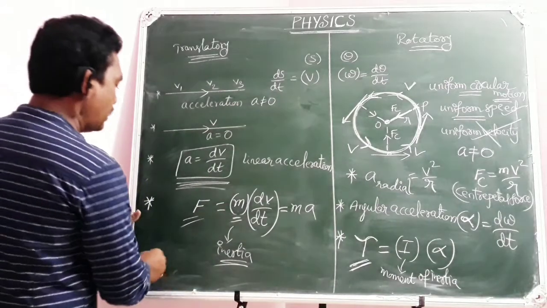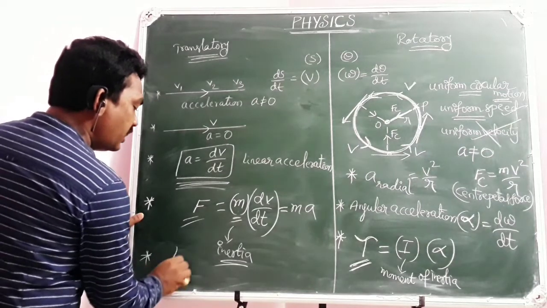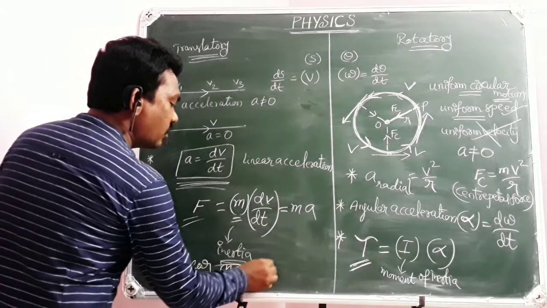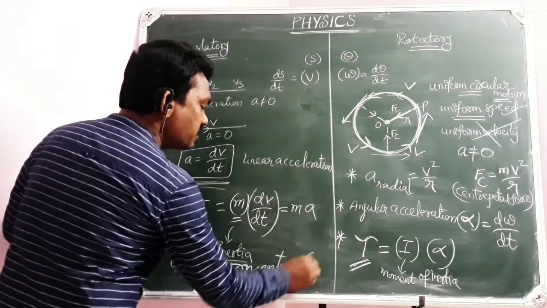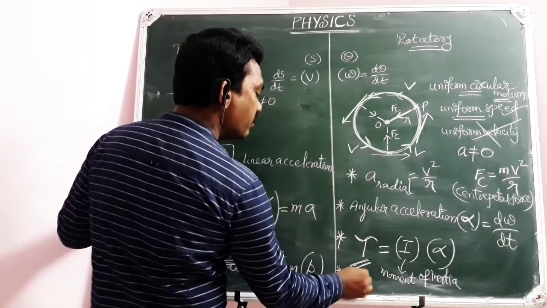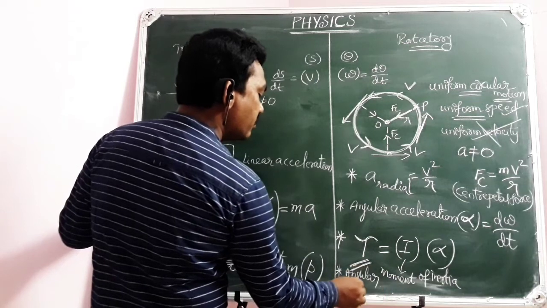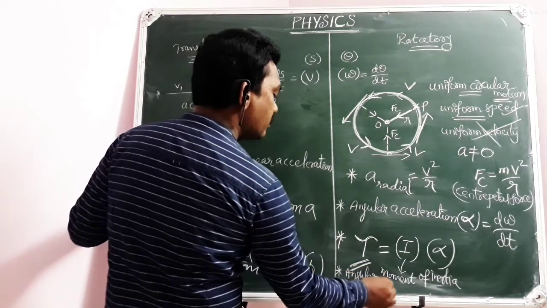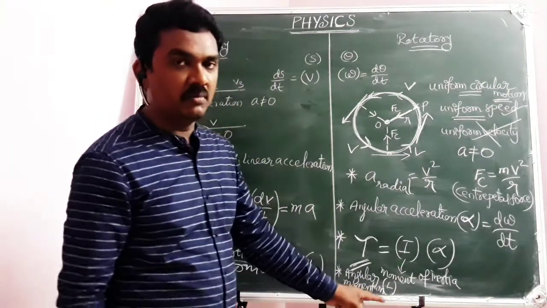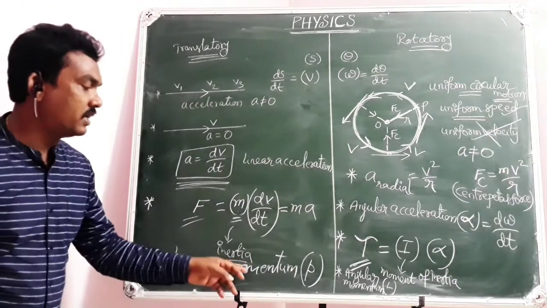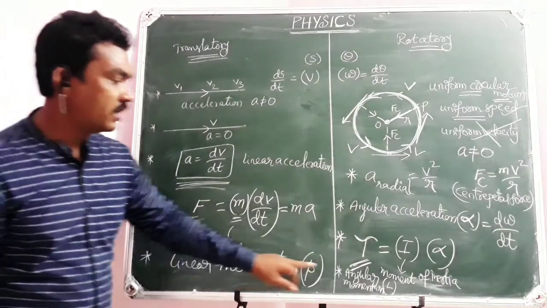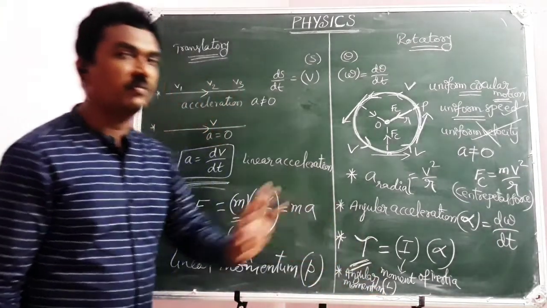Similarly, in translatory motion we say linear momentum. The product of mass and velocity is called linear momentum, which is p. Similarly, here it is angular momentum, which is L. Both are vectors, of course. Linear momentum P, angular momentum L. Momentum of a particle in translatory motion, momentum of a particle in rotatory motion. This is P, linear momentum. This is L, angular momentum.